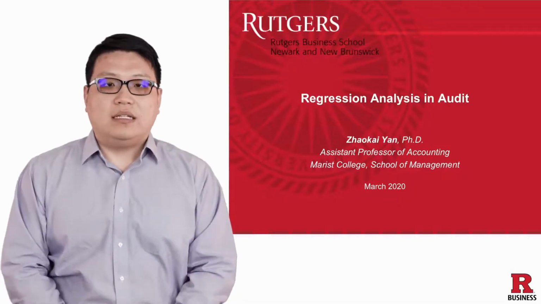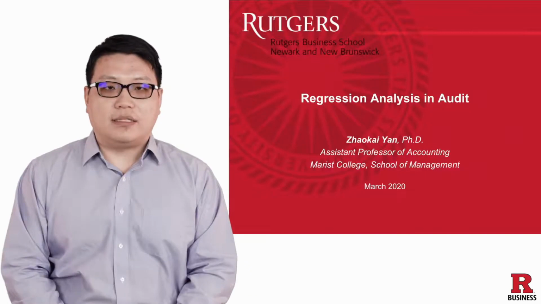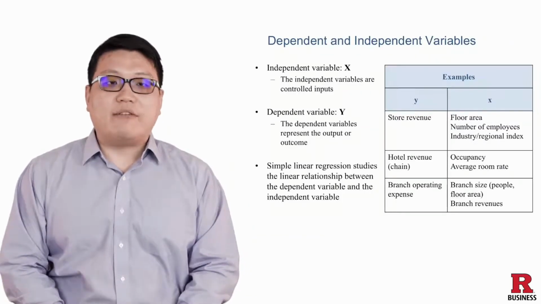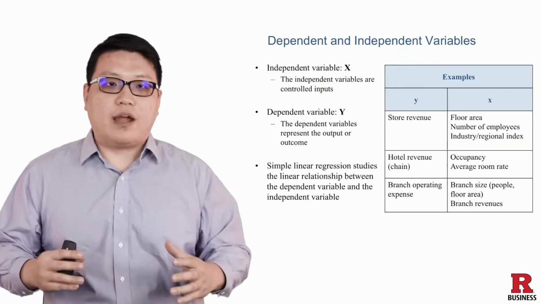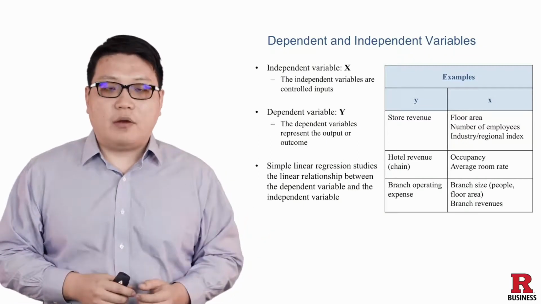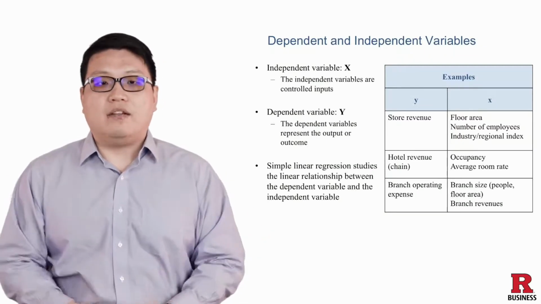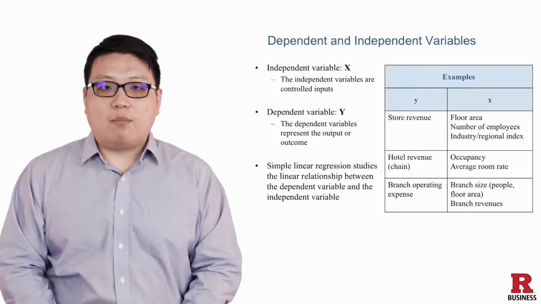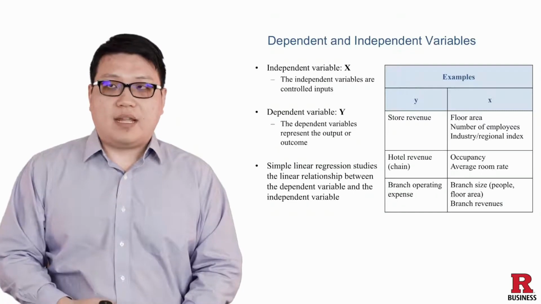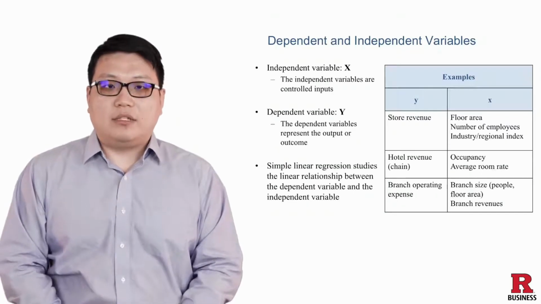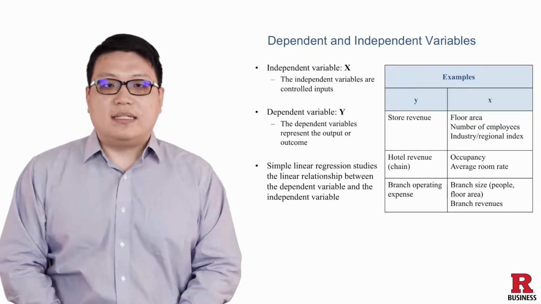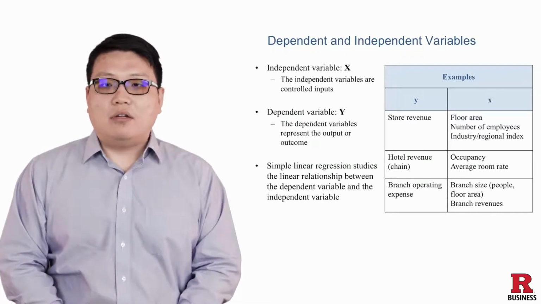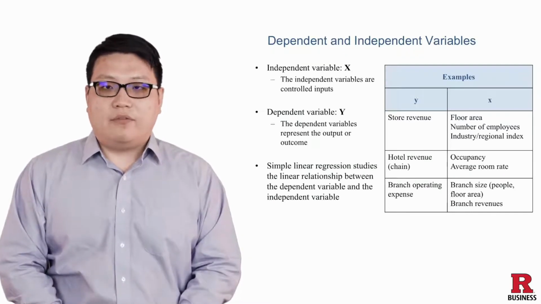Today, I'm going to talk with you about regression analysis in audit. Speaking of regression, especially simple regression, everything starts with two variables, one called the independent variable x, the other called the dependent variable y. The independent variable x marks the input of the model, so they are controlled inputs. The dependent variable y marks the output or the outcome of the model.